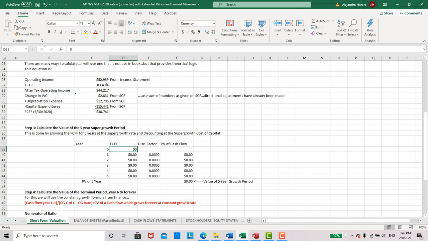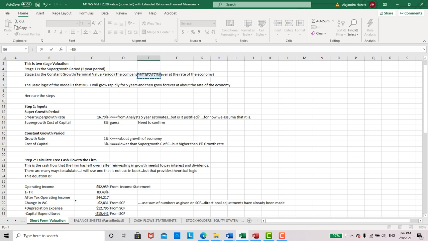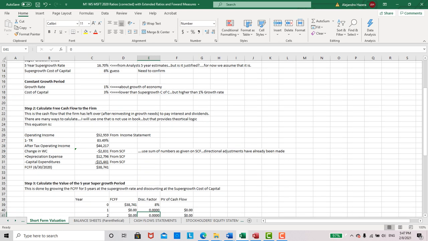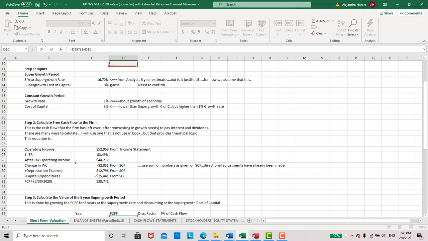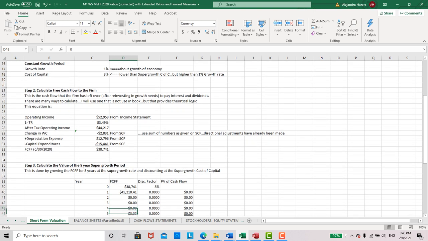So let's start here. Our free cash flow is 38 billion in time period 0, but we're going to grow it out at 16.7%. Let's just copy this 8% down, to recall the discount factor we're going to use. This is going to be an easy formula. We take the 0 number, and at the end of the year we grow it at 16.7% a year, so we multiply that number times 1 plus the 16.7% growth rate that was estimated by the analysts, and for the next year we're going to have 45 billion. That seems reasonable. We'll just copy it down.